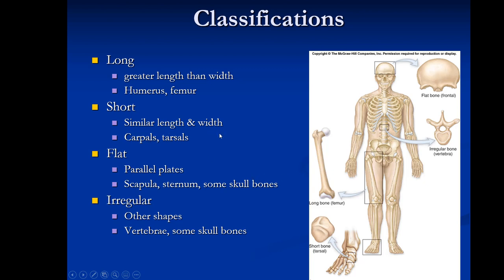Short bones have a similar length and width, so they're kind of cube-shaped. Some of the more common ones would be the bones in the ankle, which are called tarsals, or maybe the bones in the wrist, which are called carpals.